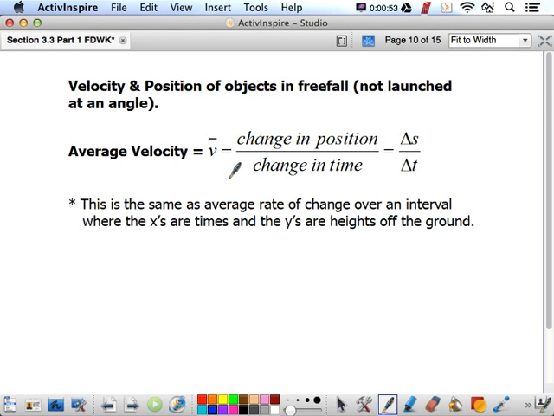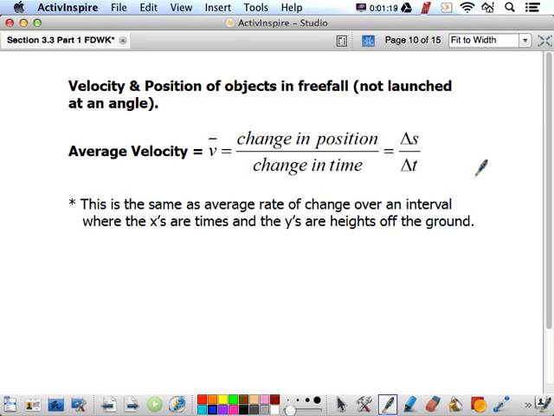Now, there are different notations for this. Basically, this book that we're going to be using uses position function as s. Okay, so it'll use the position function as s. That's why it'll say change in position, so change in s over change in time. This is the same as the average rate of change over an interval where the x's are the times and the y's are the heights off the ground.